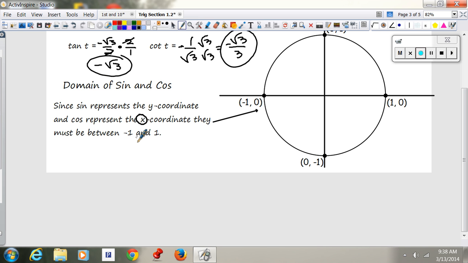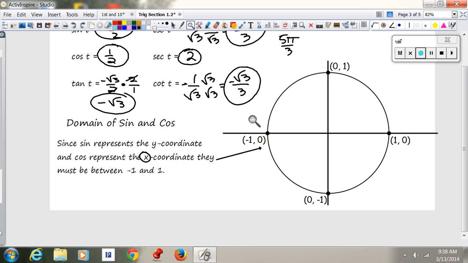Now tangent, cotangent, secant, cosecant, those can be more than 1. Here's an example of that right now. Look at this right here. Secant was 2, because we took the reciprocal of my cosine. Cosine has to be less than 1, right? Or less than -1. So that was a half, but the secant can be higher. So the domain of the sine and the cosine has to be between 1 and -1, always.